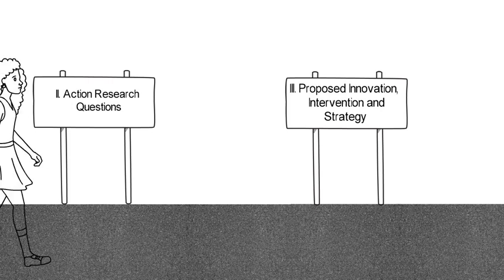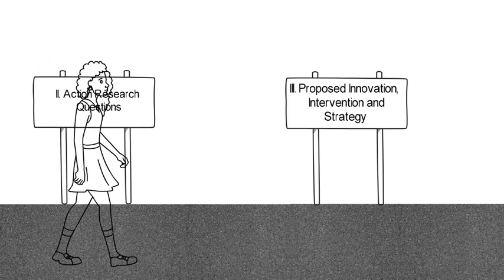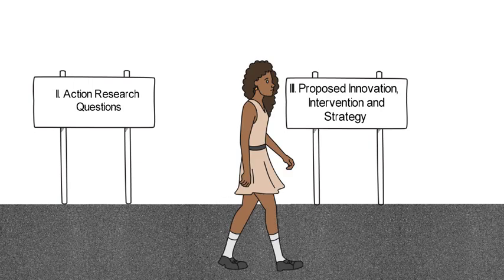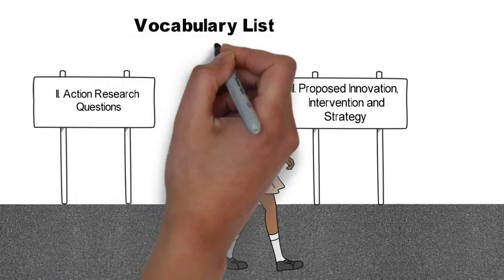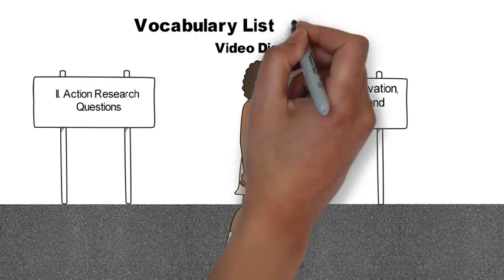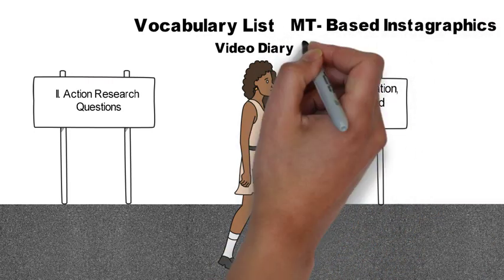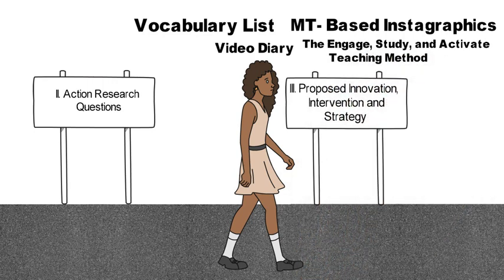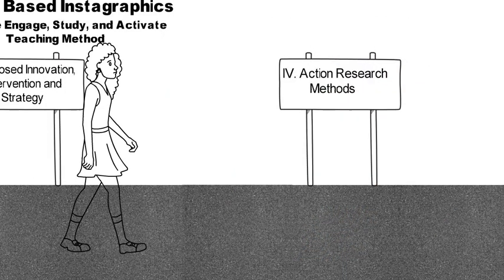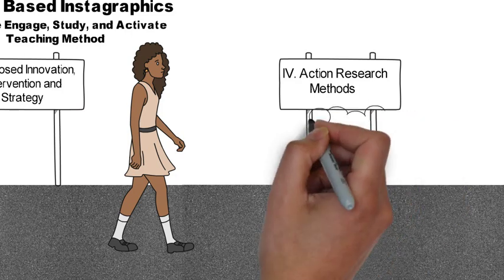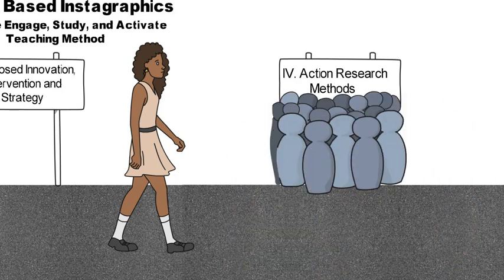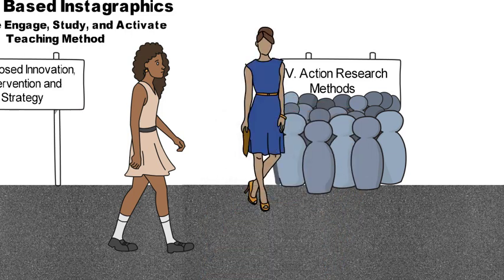Next amidst this process was the making of the action research questions, and then the proposed innovation, intervention, and strategy, which we decided on being the vocabulary list, the video diary, the MT-based infographics, and lastly, the engaged study and active teaching method. We then went through the action research methods, consequently choosing 15 selected students and 1 teacher from the 2nd grade of Ayahag Elementary School as participants of this study.